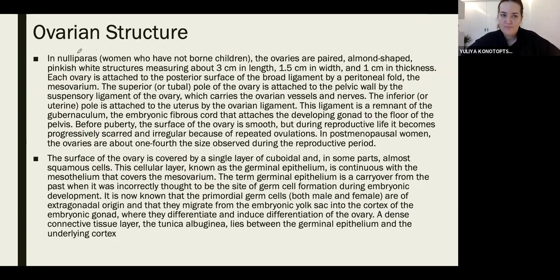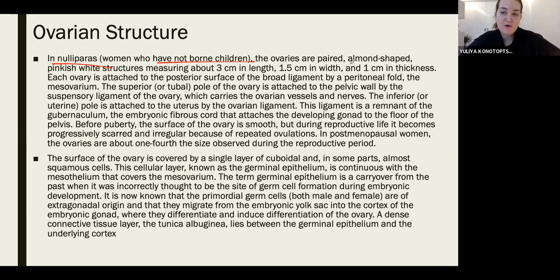Ovarian structure. In the nulliparous female, nulliparous means a female that has not borne any children yet. Nullipara means zero births, right? So they haven't given birth to any children yet.